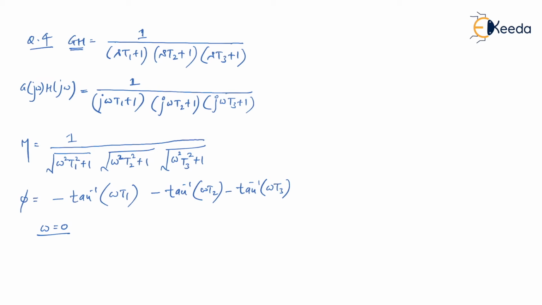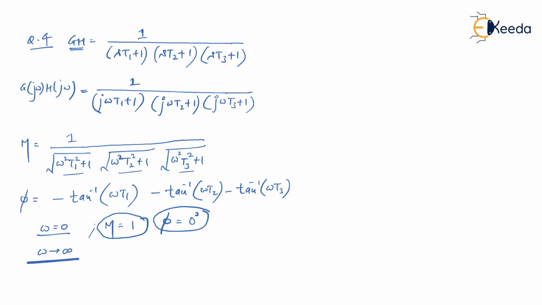What needs to be calculated? Again, at the omega equal to 0 point, what magnitude and phase will you get? The moment you substitute omega equal to 0, every term will give you root 1, root 1, root 1. So ultimately the magnitude is 1 itself. What is the value of phase? Very simple, 0 degree. Why? Because omega equal to 0 and each and every term is minus tan inverse of omega times something.